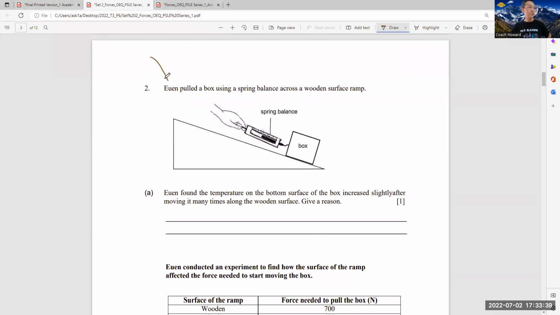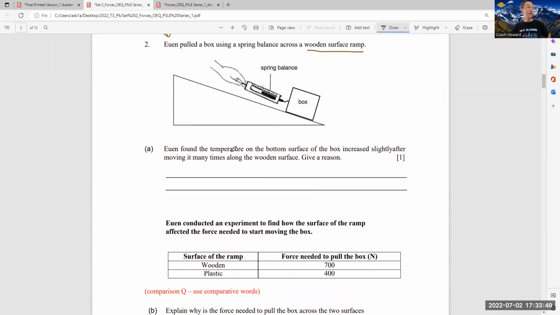Okay, next question. Yuan put a box using a spring balance across a wooden surface ramp. So it's pulling upward, right? Yuan found that the temperature at the bottom surface of the box increased slightly after moving it many times along the wooden surface. So this part, he found that the temperature has increased.